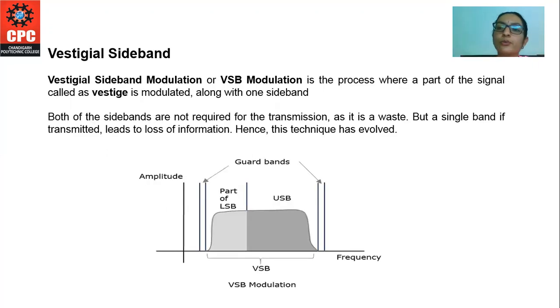Now, starting with the vestigial sideband system. In vestigial sideband modulation, a part of a signal, called the vestige, is modulated along with only one sideband. Both sidebands are not required for transmission as that is a waste. But if a single band is transmitted it leads to loss of information, hence this technique is avoided.